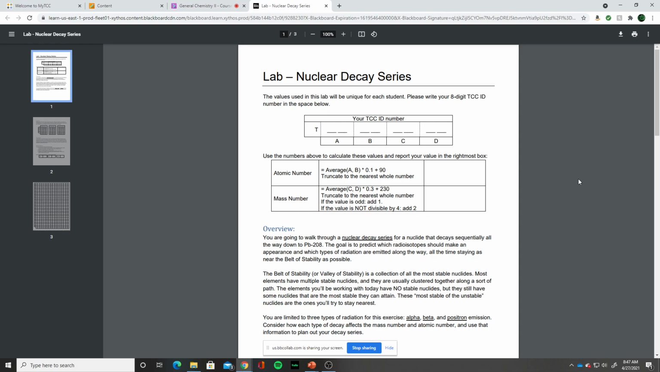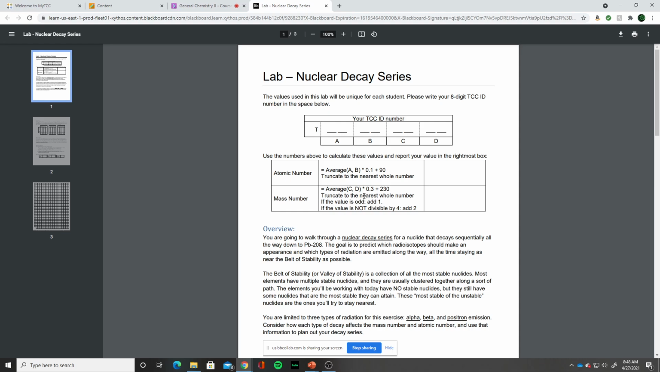So whatever the nearest whole number is, that is going to be your atomic number, which is the number of protons. To get the mass number, you're going to take C and D and get their average. Multiply that by 0.3, and then add 230. So 230 is the smallest number, and really you can't even get 230. It's going to be at least slightly bigger than 230. So maybe you get 250 something.